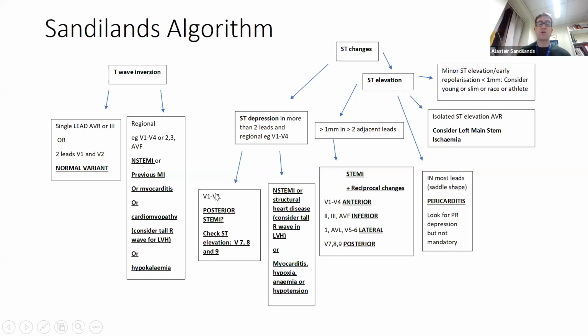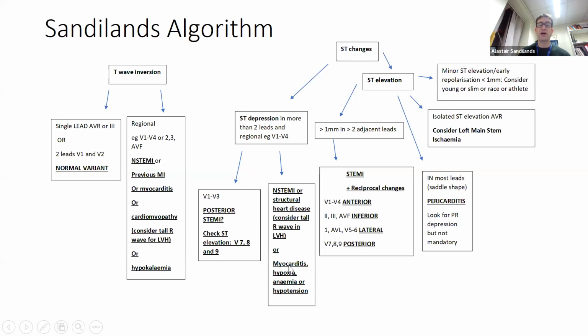disease. So remember, in V1 to V3, just ST depression could signify an anterior non-STEMI, but make sure you check V7, 8, and 9 that you don't miss a posterior STEMI. ST depression could be a sign of a non-STEMI if it's regional, or structural heart disease. Again, consider a tall R wave if you're thinking about left ventricular hypertrophy in addition to ST depression.